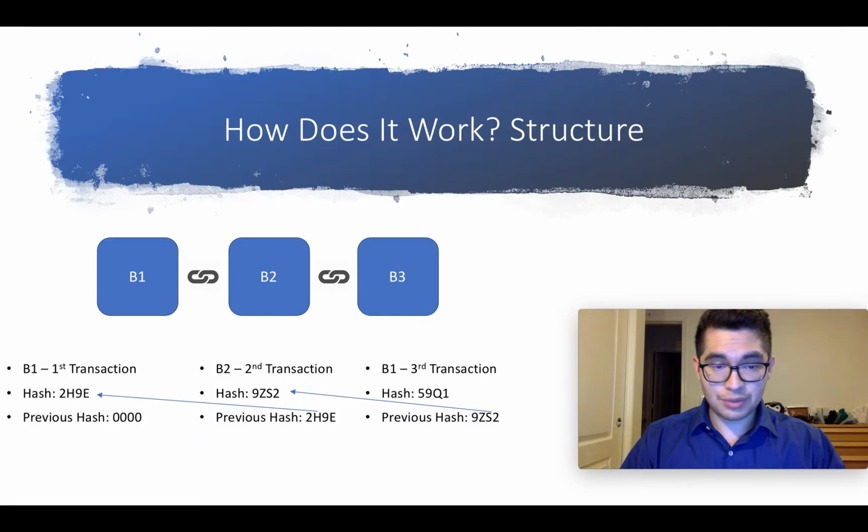So this is a visual illustration of the structure of a simple blockchain. Block 2's previous hash is block 1's primary hash. Block 3's previous hash is block 2's primary hash, and so on and so forth. And obviously, block 1's previous hash is just zeros or null because it's what we call the genesis block, the first transaction in the history of this blockchain.